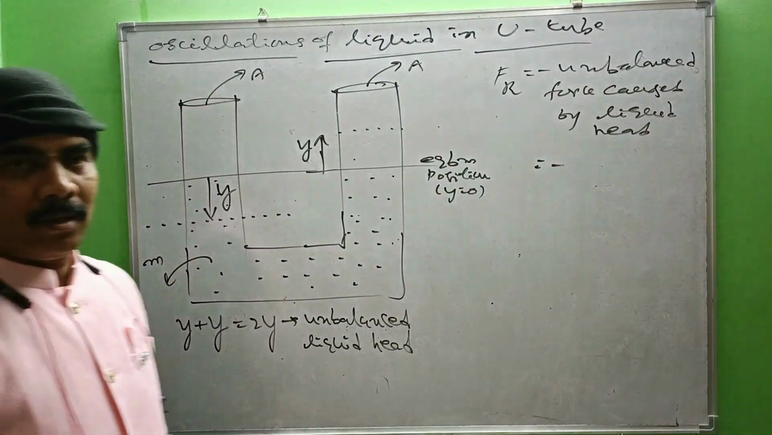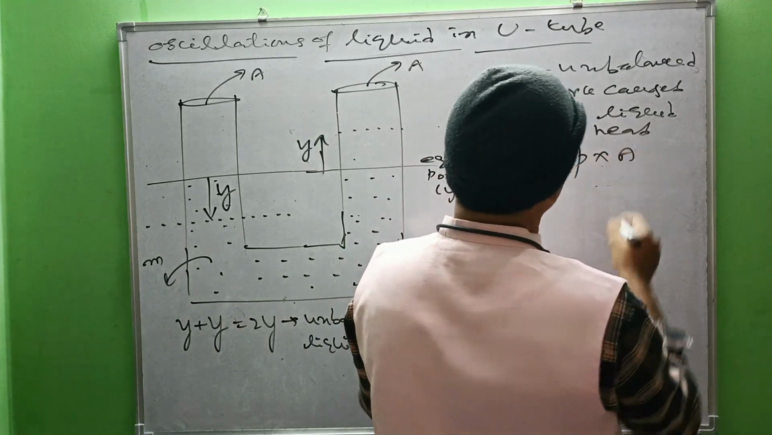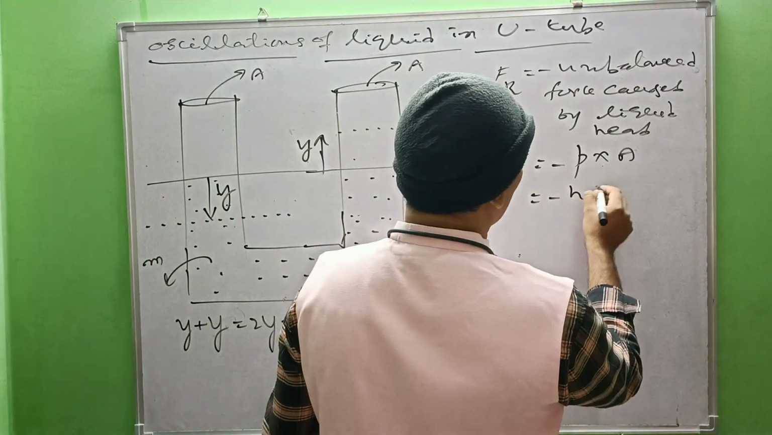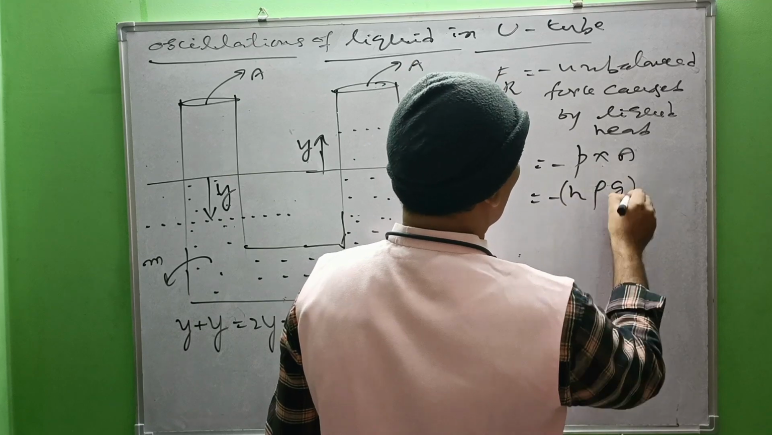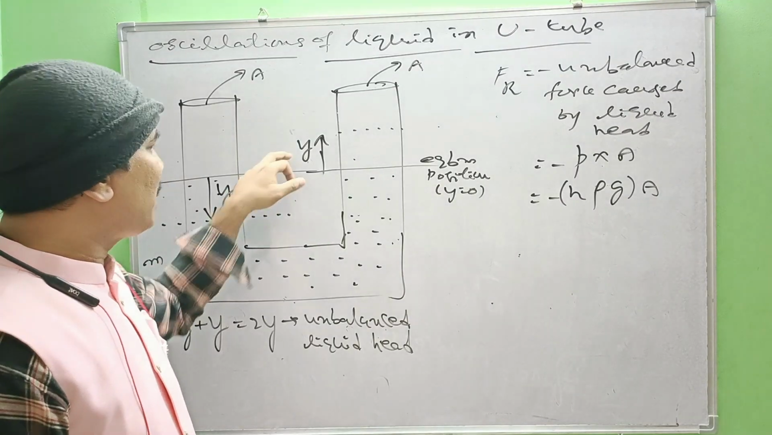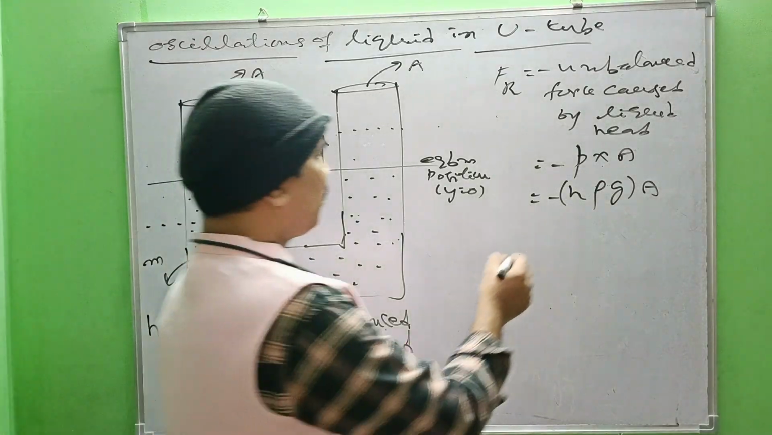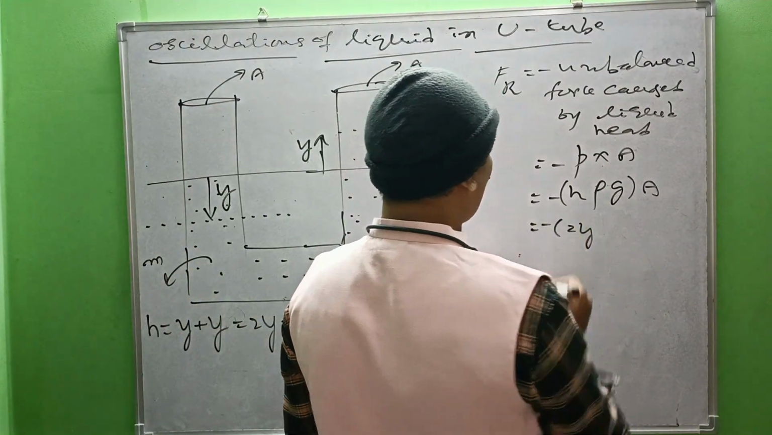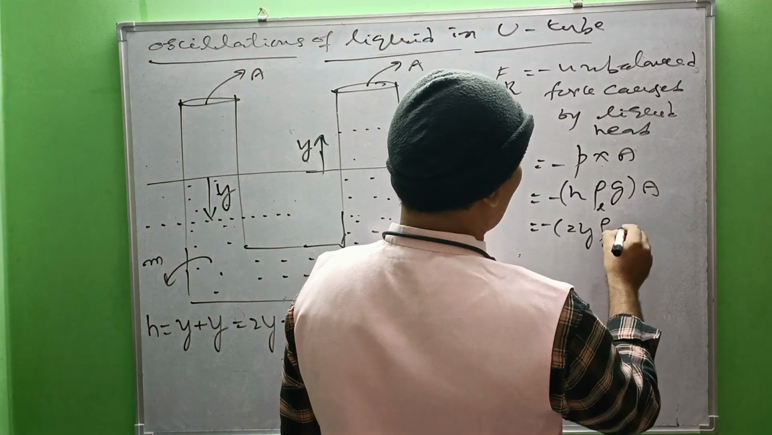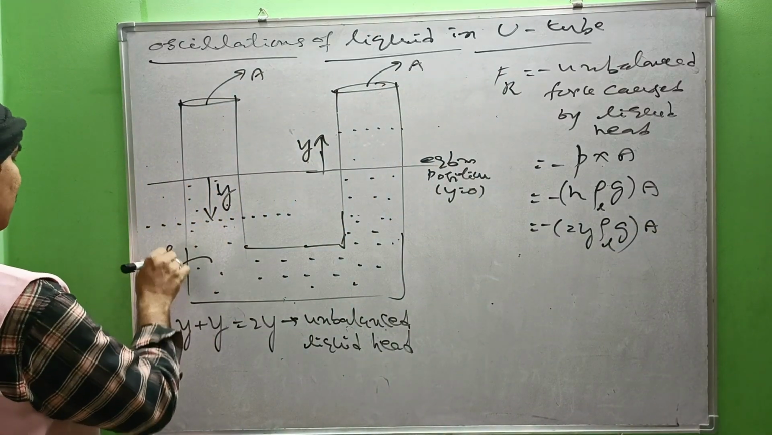That is usually force equals pressure into area. Pressure means, we know, h rho g. So h into rho into g into area. What is h here? The unbalanced liquid head, that is y plus y, so h equals 2y. So it is minus 2y into rho, which means rho L, rho L into g into area. What is the density of the liquid here? Mass m, density rho L, for example.